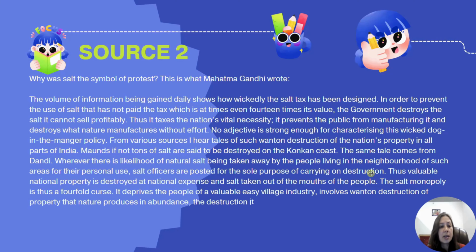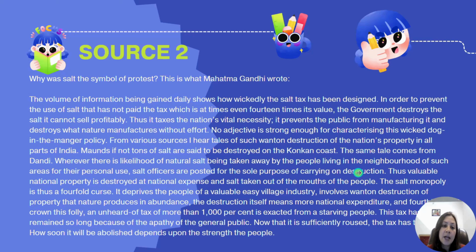So the next source is taken from Dandi March, like why Gandhiji has chosen salt as a symbol of protest when he wanted to start civil disobedience movement in 1930. So the famous Dandi March started from Sabarmati Ashram on 12th of March 1930, and finally Gandhiji reached Dandi on 6th of April 1930. There he manufactured salt by boiling the seawater. Breaking the colonial rule, breaking the salt law became the symbol of the beginning of civil disobedience movement.